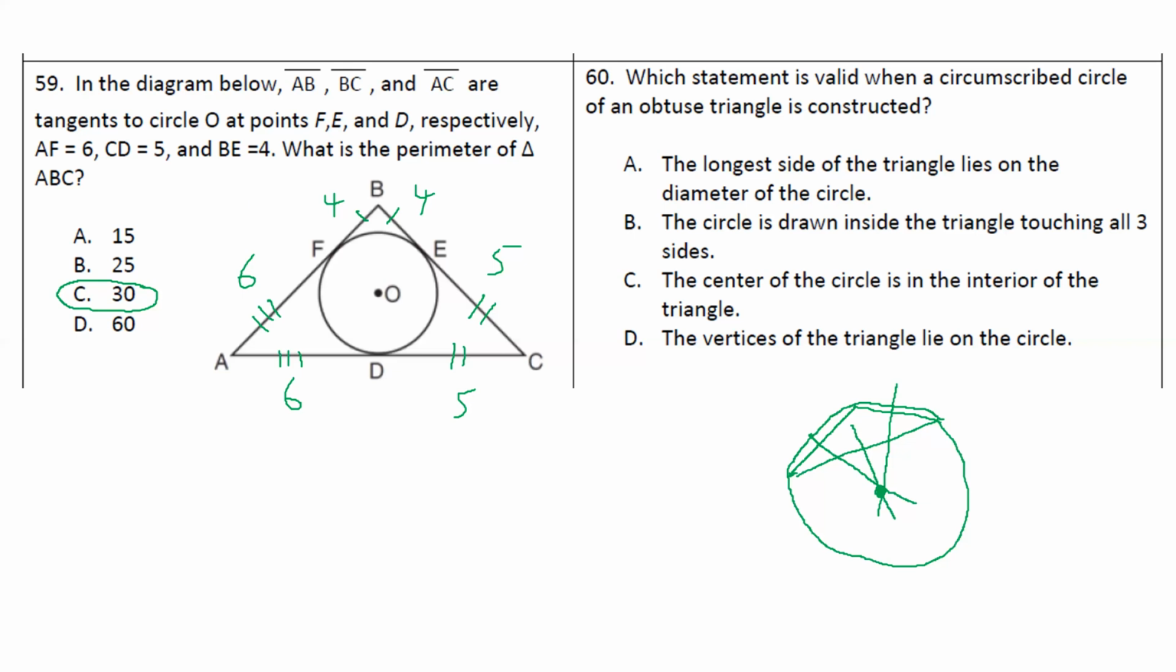So the first thing says the longest side of the triangle lies on the diameter. No, that's not correct because the point is outside of the circle. So that doesn't work. The next one, the circle is drawn inside, touching all three sides. That's not a circumscribed circle, that's an inscribed circle. So that's not right. The center of the circle is on the interior of the triangle. Nope, it's on the outside. And finally, the vertices of the triangle all lie on the circle. Like I said, even though they told me about the obtuse triangle, D is the answer any time you have a circumscribed circle. A circumscribed circle should always go through the vertices of the figure.